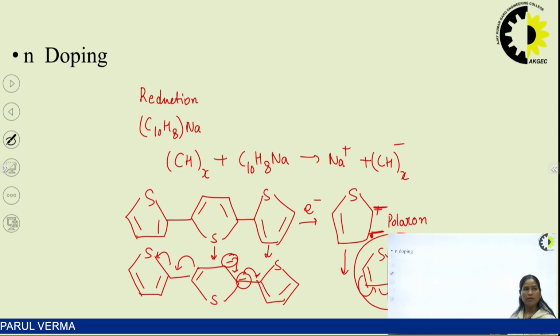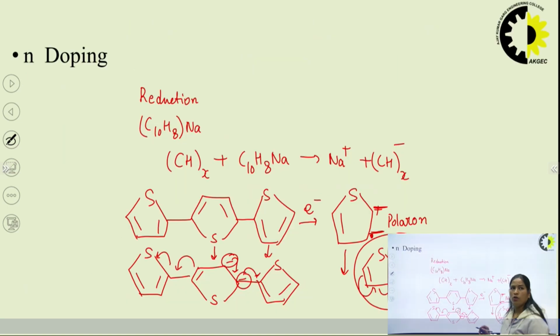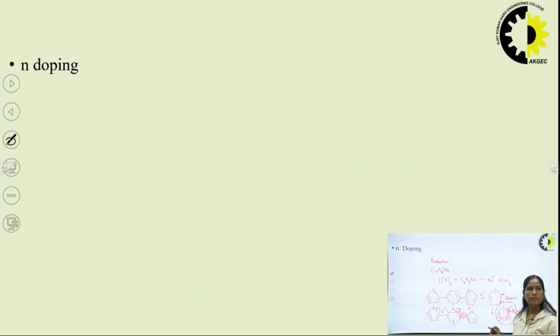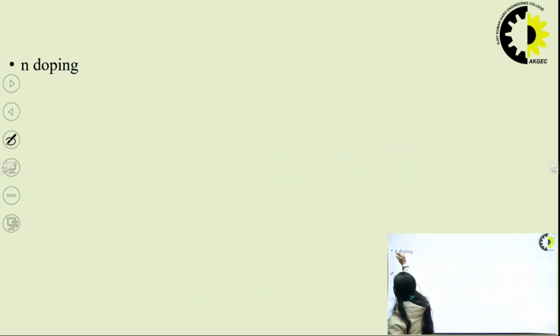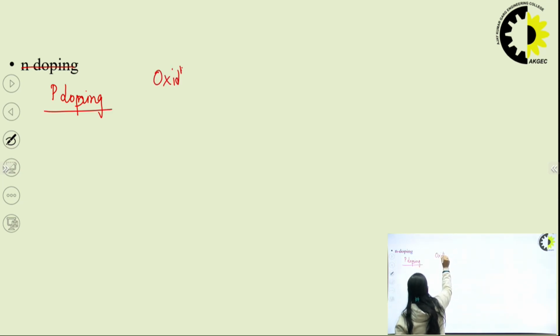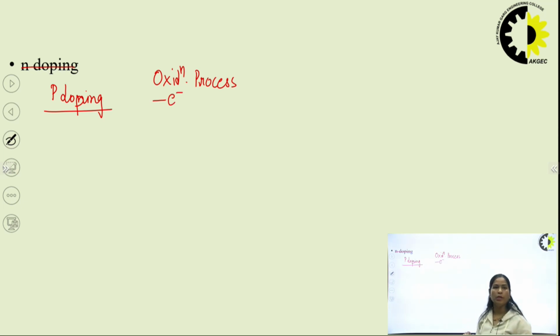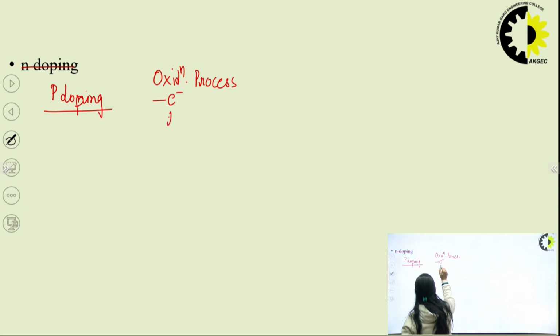Another kind of doping is known as P doping. In P doping, an oxidation process occurs, and oxidation is removal of electron. Oxidation is the removal of electron, and it is due to the presence of some Lewis acid.